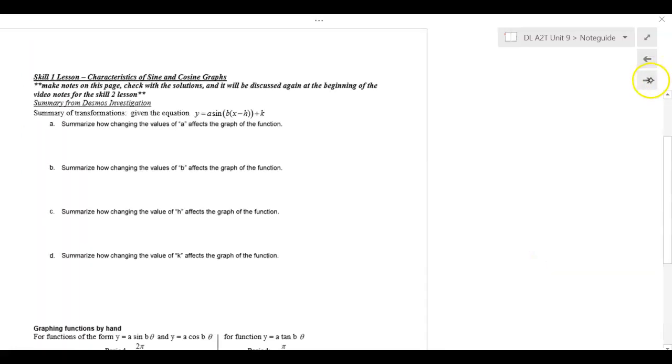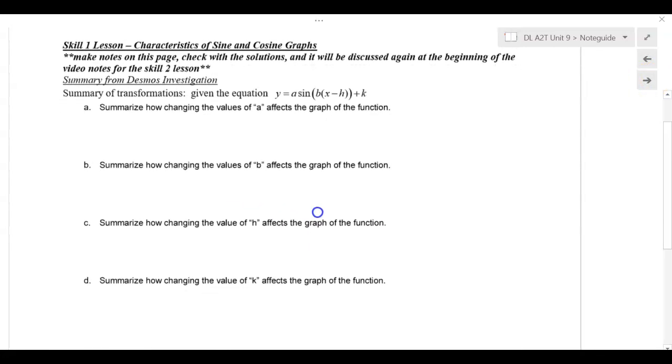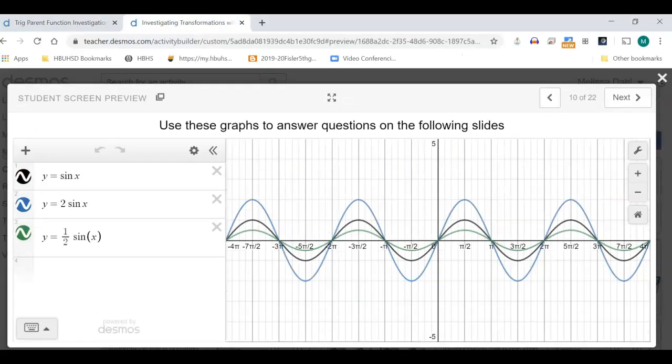So we're going to look at a couple of things from the Desmos investigation that you did about transformation specifically. The first investigation just got you used to what these graphs would look like and where they came from. And then the second investigation, its purpose was to show you transformations. So I want to emphasize 2 of them and then summarize them in your notes.